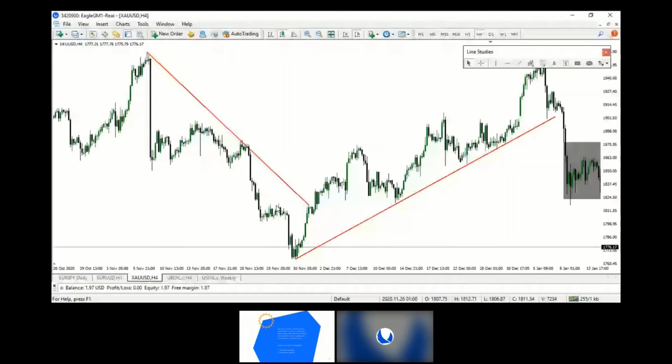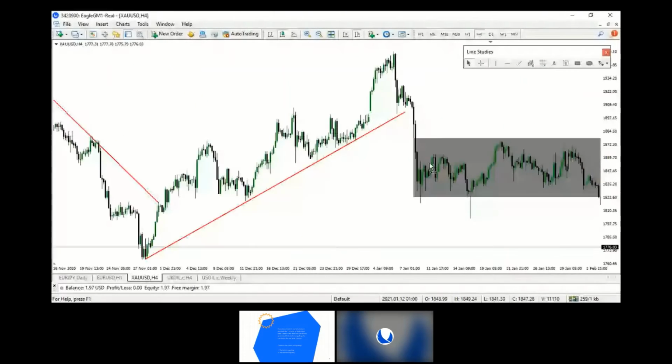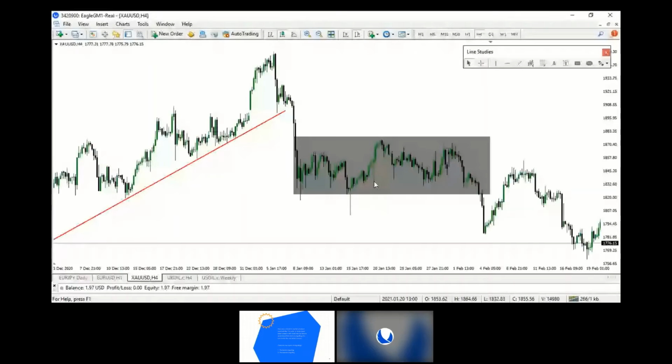Now, in a consolidating market, or a sideways market, there's no higher high, higher low, lower high or lower low. All we have is highs and lows, highs and lows, highs and lows. That's what we have in a consolidating market.